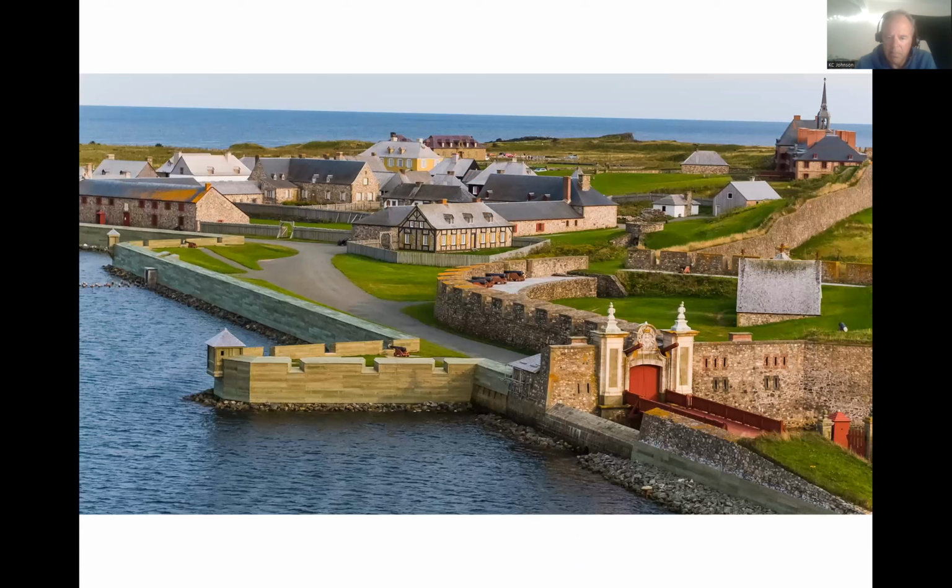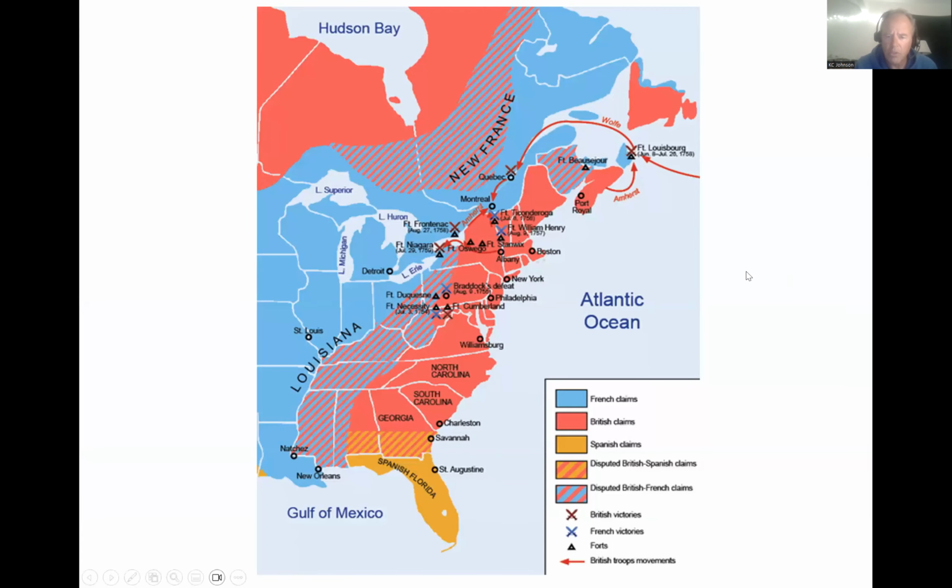And this is a picture of Louisbourg. It was a fairly sophisticated naval base, or what passed for a fairly sophisticated naval base in the 18th century. And the French used this naval base to launch raids on New England and, to a lesser extent, New York.